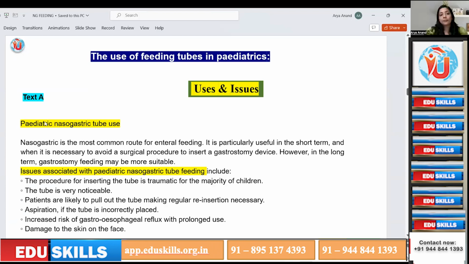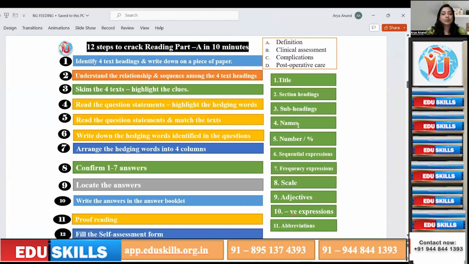When you get the reading part A, you need to skim the text. Skim the text properly, as we have discussed here: titles, section headings, subheadings, any names. Names mean anything like body parts names, devices, some symptoms, disease conditions, whatever it is. Then numbers, percentage, sequential expression, frequency expression, scales like most, all, more, majority, abbreviations. If you have abbreviations, please align the tools.